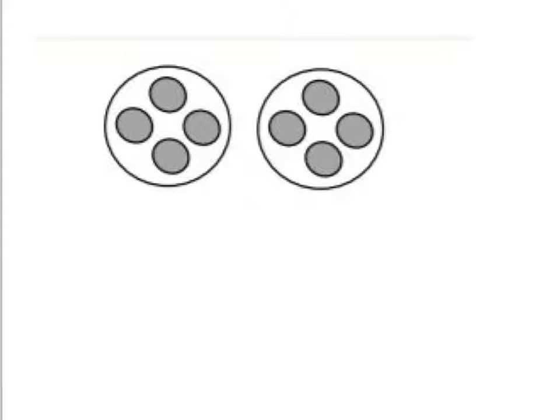Look at this picture. These two groups are equal because there are 4 gray circles, all the same size and shape, in each group. Watch me write a repeated addition sentence and a multiplication sentence for this picture. So right underneath each group, I would write 4, because there's 4 in this group, plus 4 in this group. There's my repeated addition sentence.